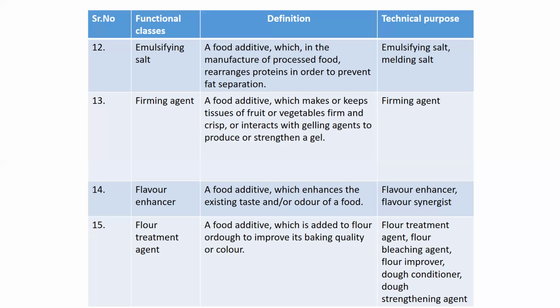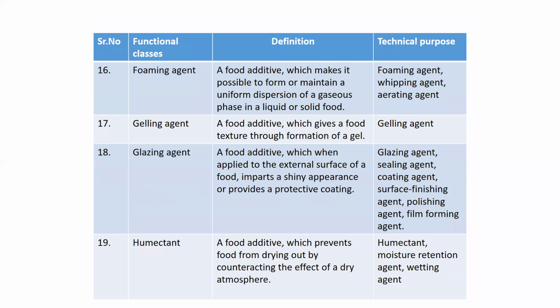Next is flour treatment agent, a food additive which is added to flour or dough to improve its baking quality or color. That is flour treatment agent, or we can call it flour bleaching agent or flour improver. Next is foaming agent, a food additive which makes it possible to form or maintain a uniform dispersion of a gaseous phase in a liquid or solid food. That is the foaming agent, or we can call it whipping or aerating agent. Next is the gelling agent, a food additive which gives the food texture through formation of a gel. That is a gelling agent.